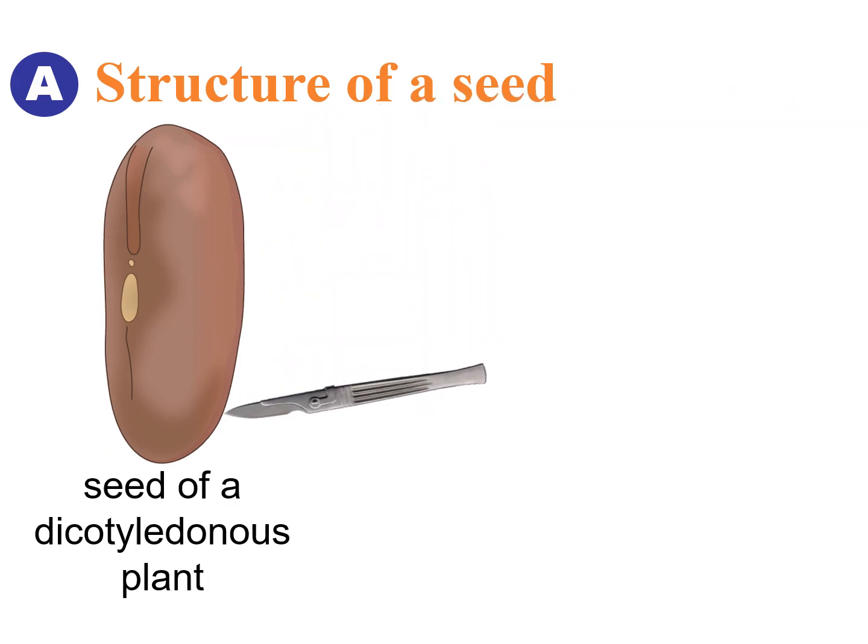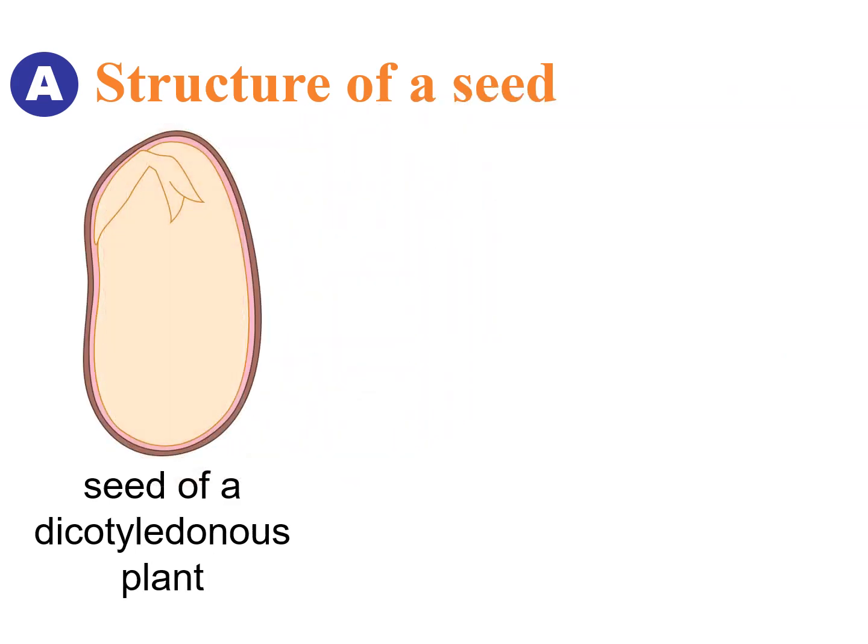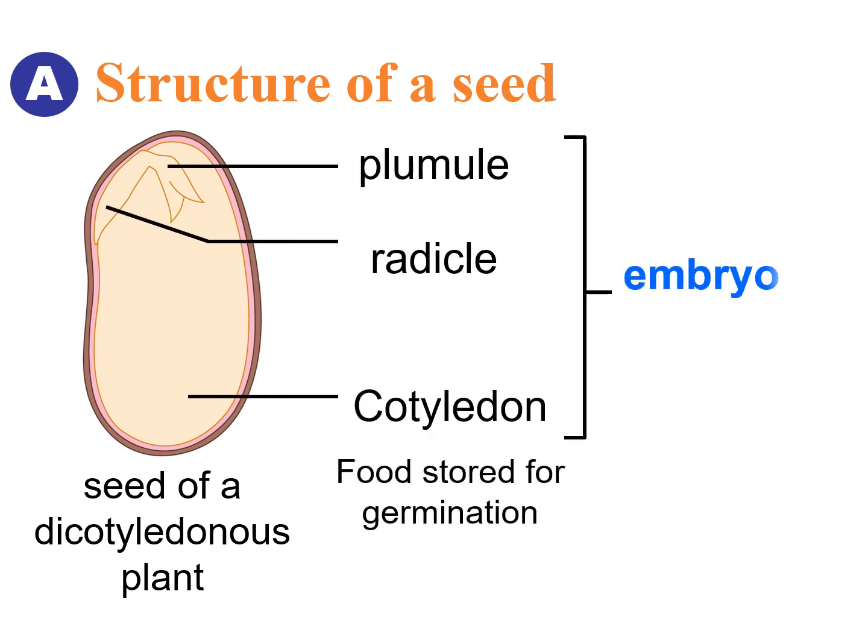Let's cut open the seed to look at the internal structure of the seed. There are three main parts inside the seed. You have part number one. This part is the plumule. It has a very similar name to the Chinese word, which means it is actually a very small leaf. After germination, this plumule will become a big leaf.